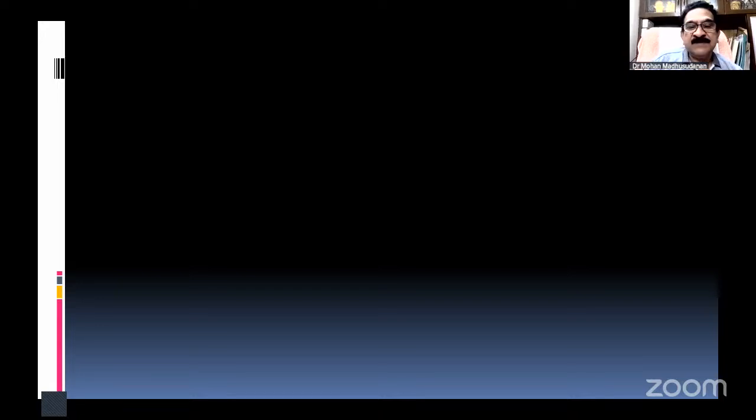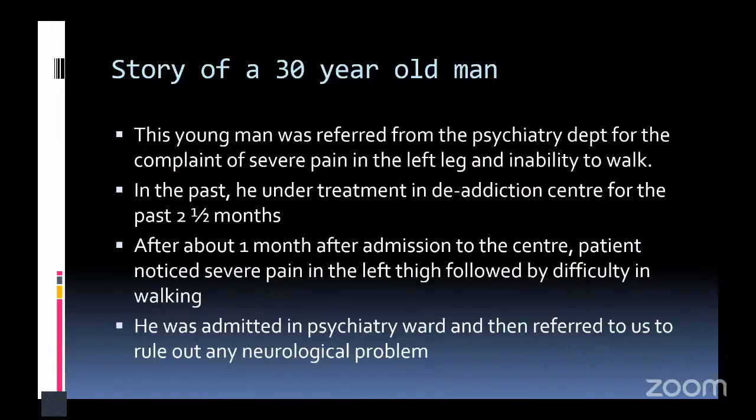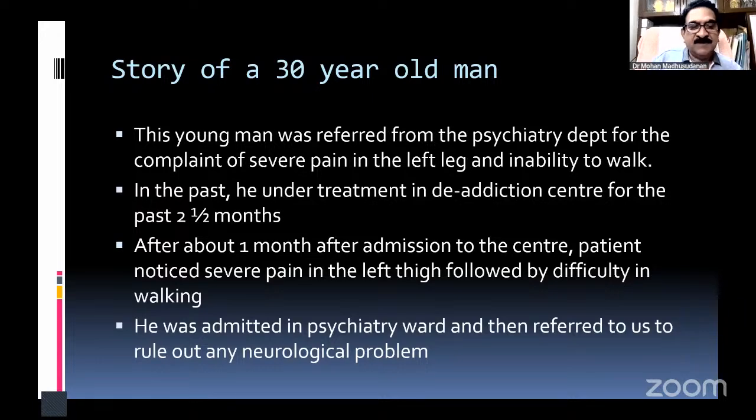Okay. Shall we go to the next case? One more case. Yes, sir. Right. So, this is not a medical case, it's a neurological problem. This young man was referred from the psychiatry department for the complaint of severe pain in the left leg and inability to walk.